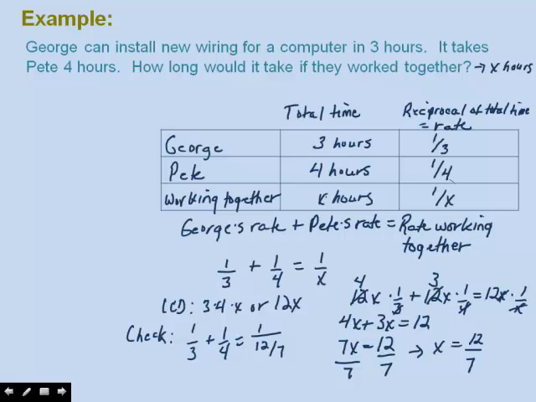So that would mean that our solution would be X is equal to 12/7, and our units for X were hours. So that would mean it would take them 12/7 hours to complete the job together.